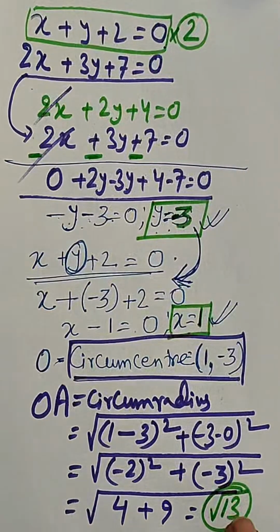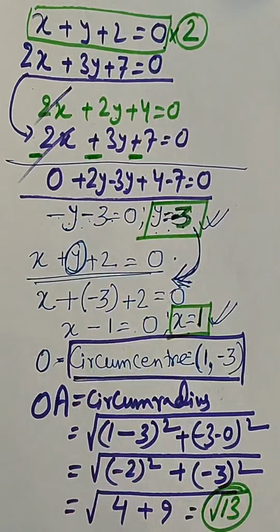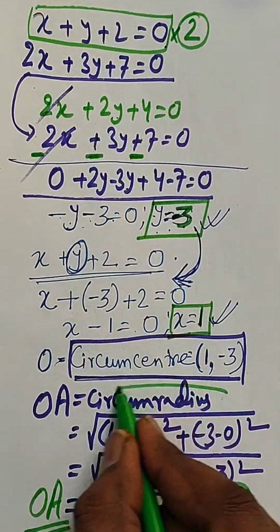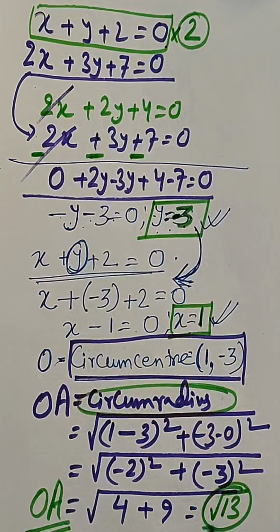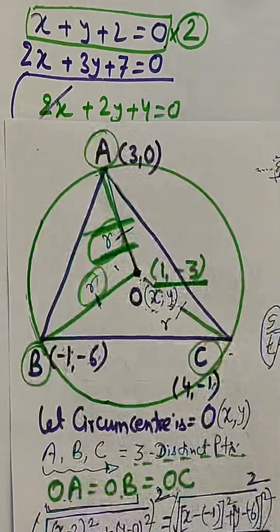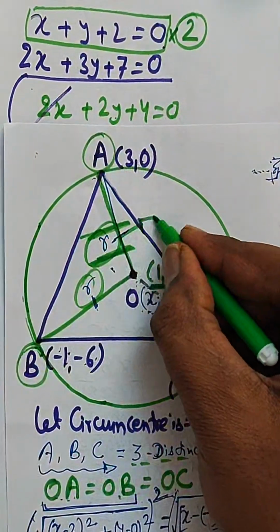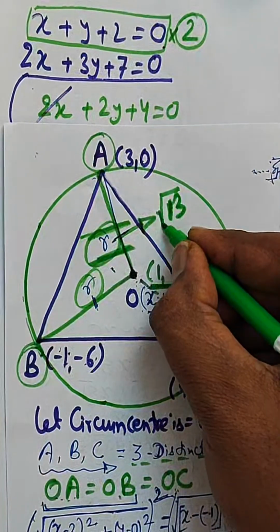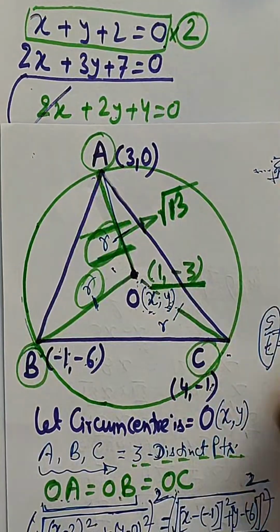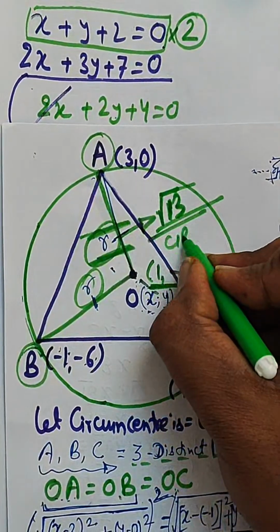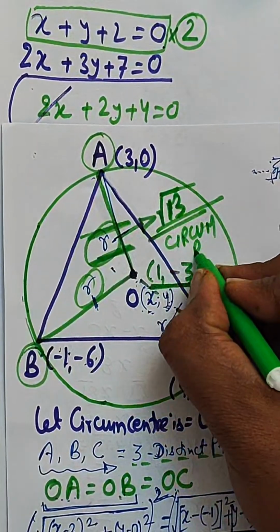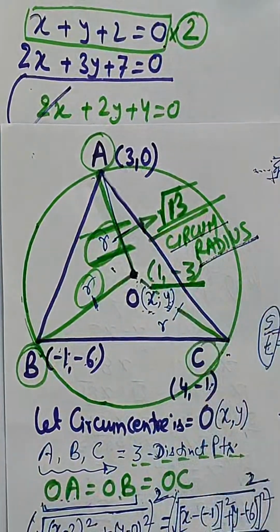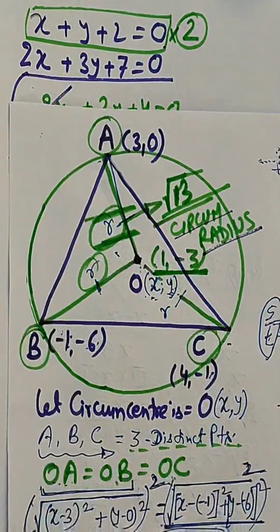This root over of 13 is OA. So this is the length of OA. So this is the circumradius, my dear friend, root over of 13. So the circumradius over here we can write as root over of 13. This is the circumradius, right? So in this way we have solved this question.